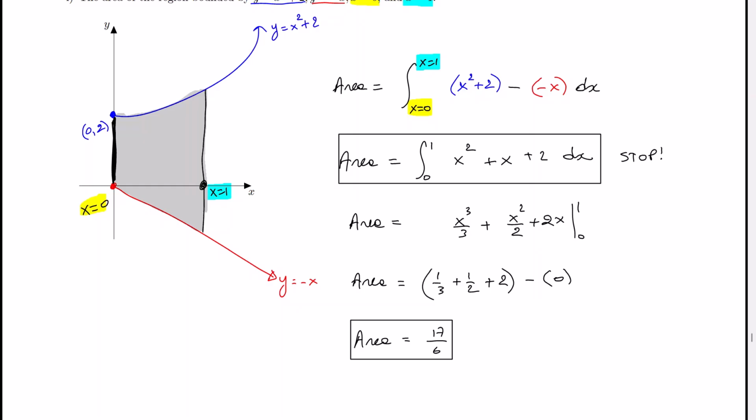Keep in mind that for this problem, we don't have to do these additional steps. We need to stop once we set up the integral. But for future problems, we will have to continue and do the rest of the problem until we have the final answer. So this is what it would look like.